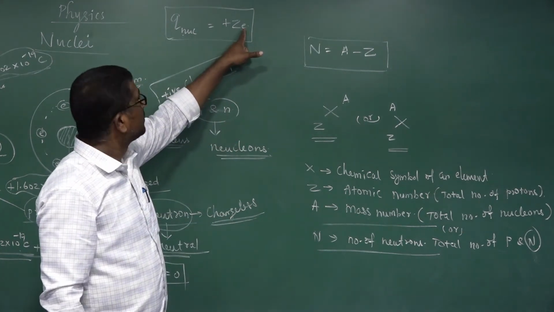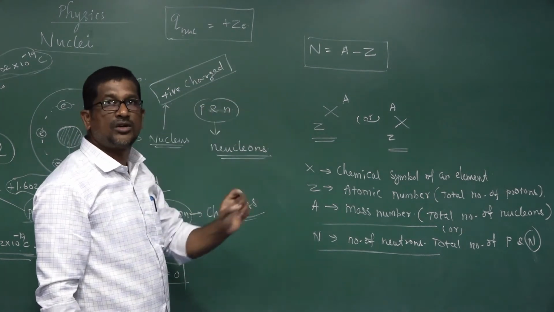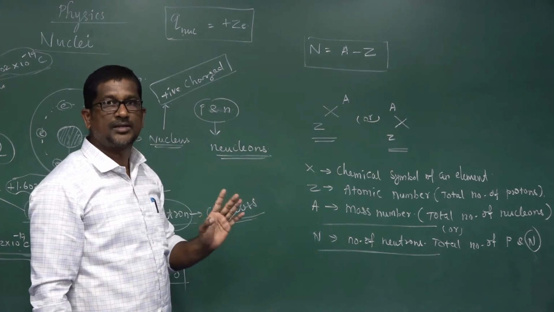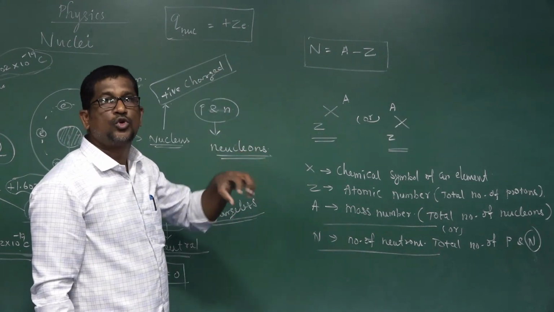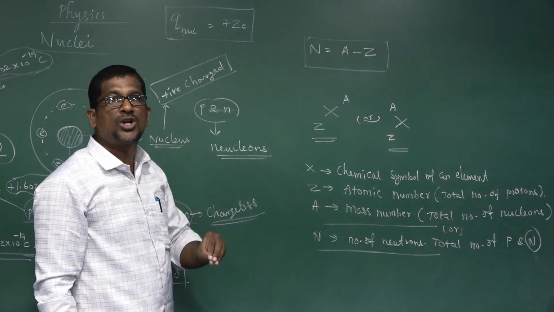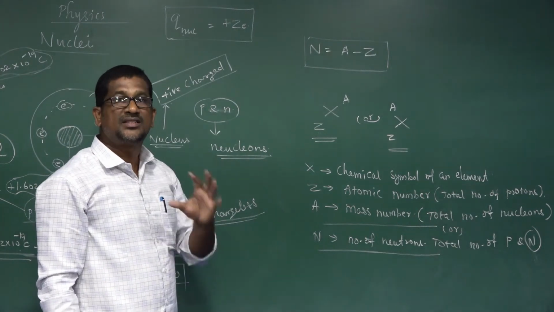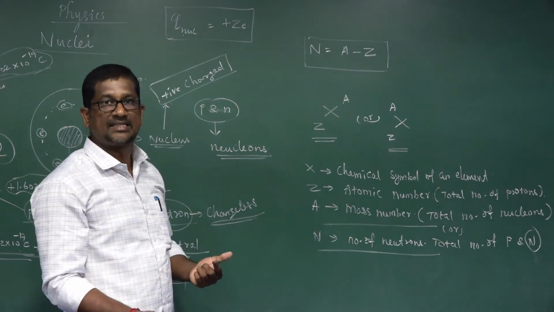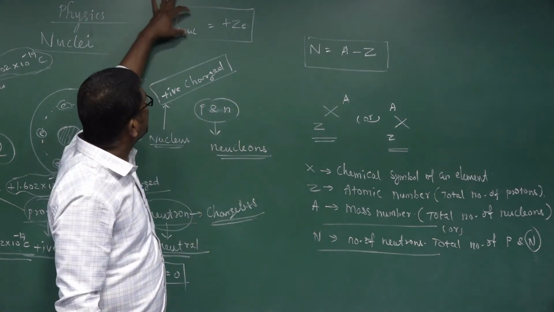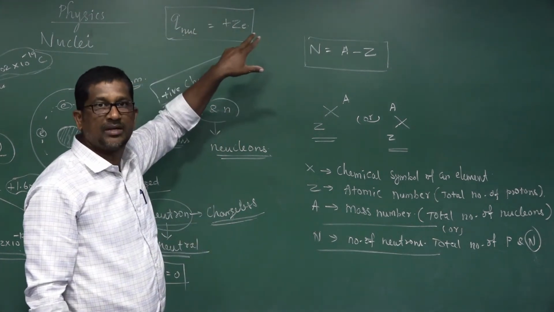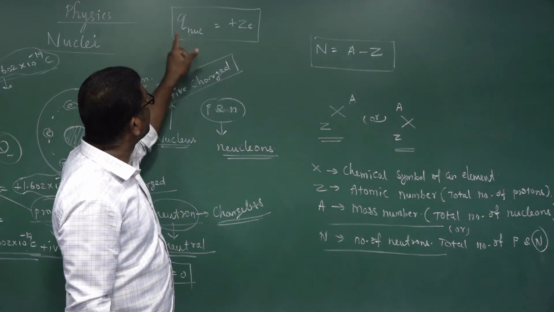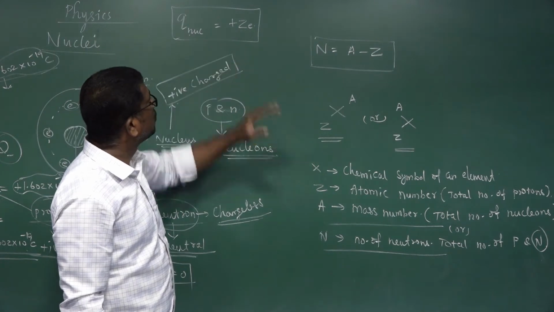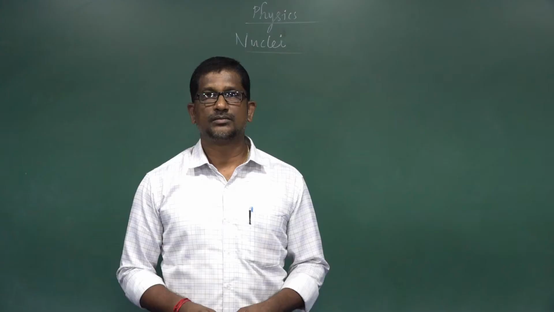Here, what is the small e? The small e represents the charge of a single proton. And what is Z? The total number of protons. So depending upon the number of protons present in the nucleus, the charge of the nucleus changes. So the charge of the nucleus depends on its atomic number. The charge of a nucleus can be calculated by using the formula Q is equal to plus ZE.